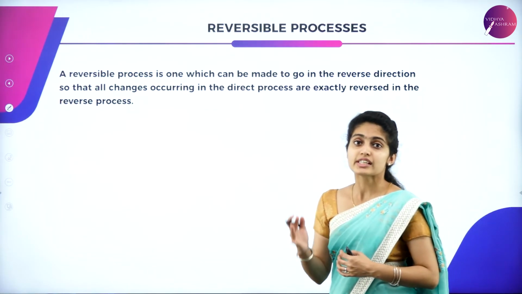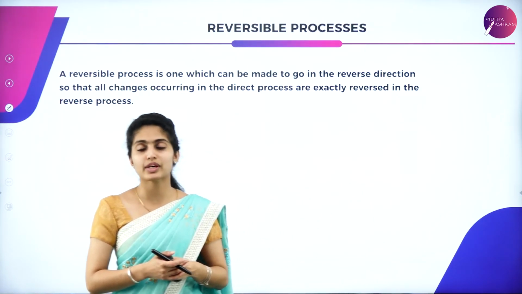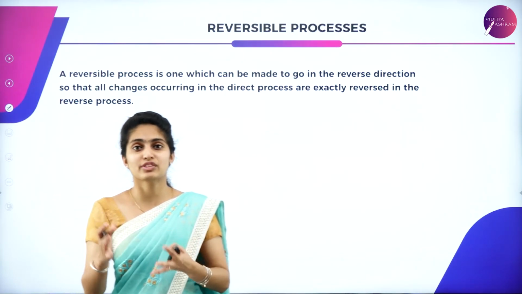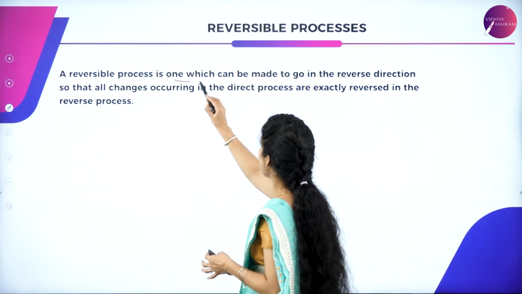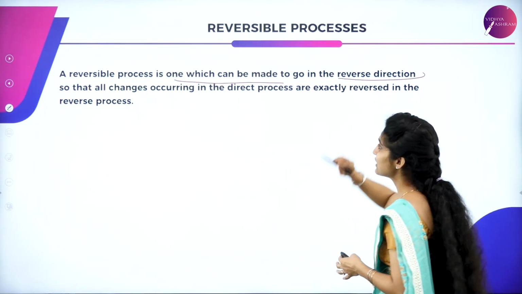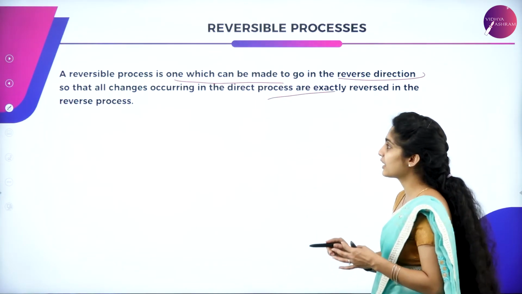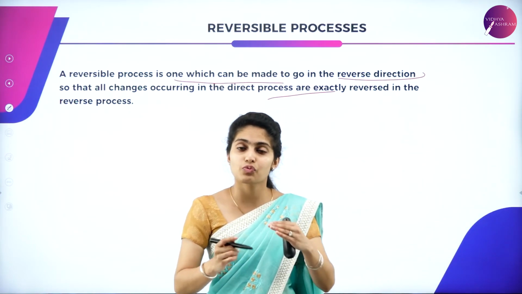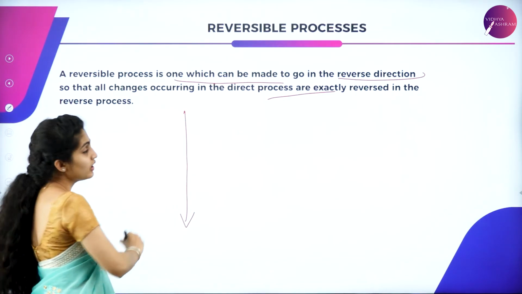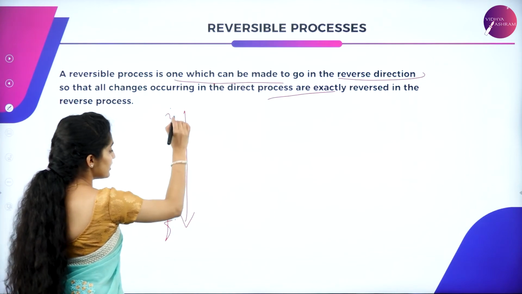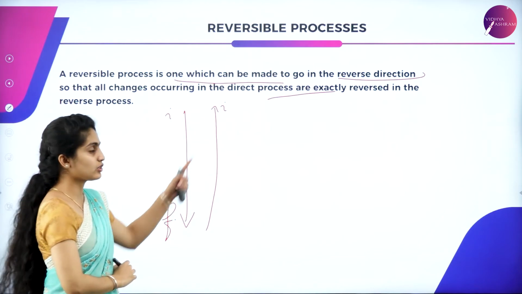Next, let us go to reversible processes. We have two types of process: reversible and irreversible. What is meant by a reversible process? It is one which can be made to go in the reverse direction, so that all changes that occur in the direct process are exactly reversed. Whatever occurs from initial to final, the same thing goes back from final to initial again. It reverses. That is known as a reversible process.